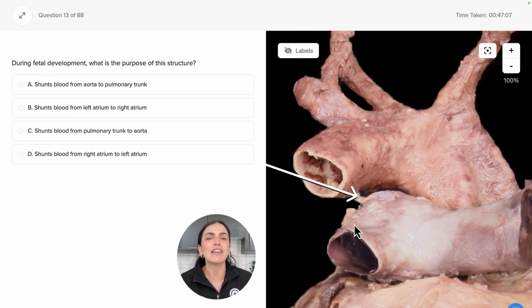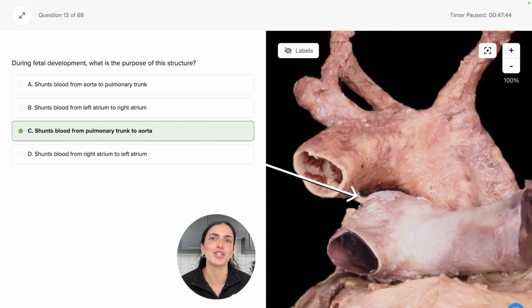So in a baby or even in a fully formed adult, what can happen is blood gets shunted between the pulmonary trunk and the arch of the aorta and essentially starts to bypass the lungs. So you can see how that might be an issue because now we have some deoxygenated blood that's being mixed with the oxygenated blood in the aorta that will eventually travel to the rest of the body. So to answer our question here, during fetal development, what is the purpose of this structure? This structure is responsible for shunting blood from the pulmonary trunk to the aorta.